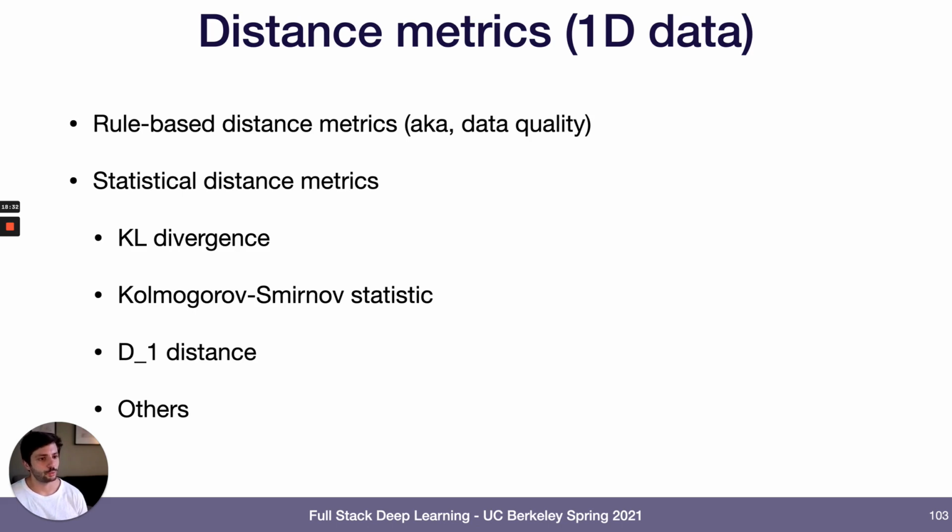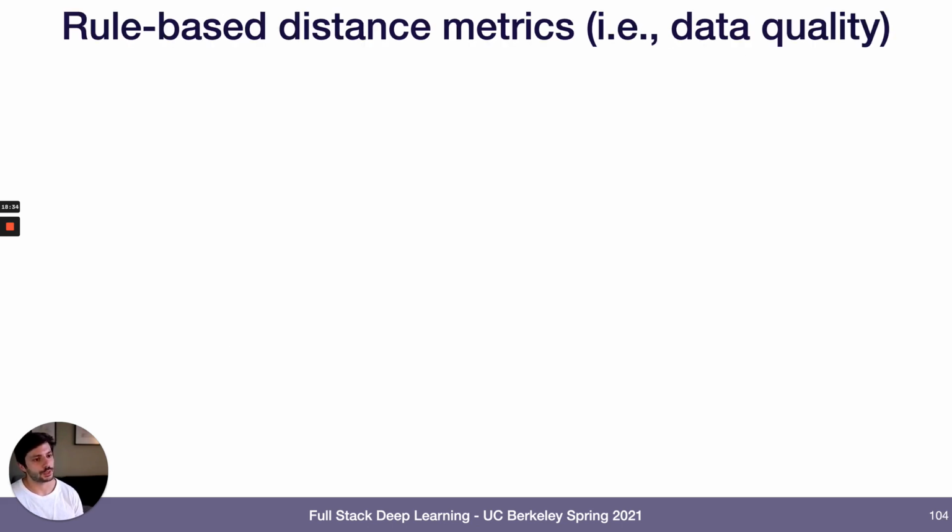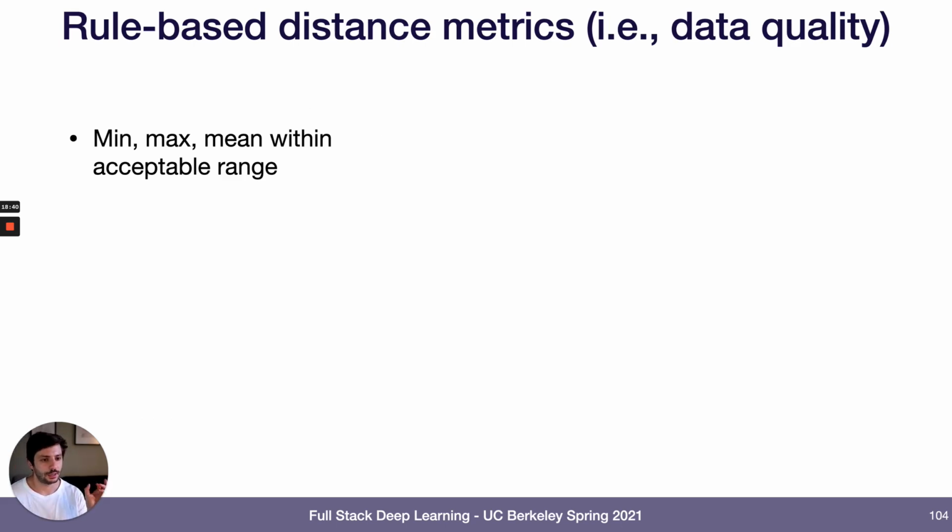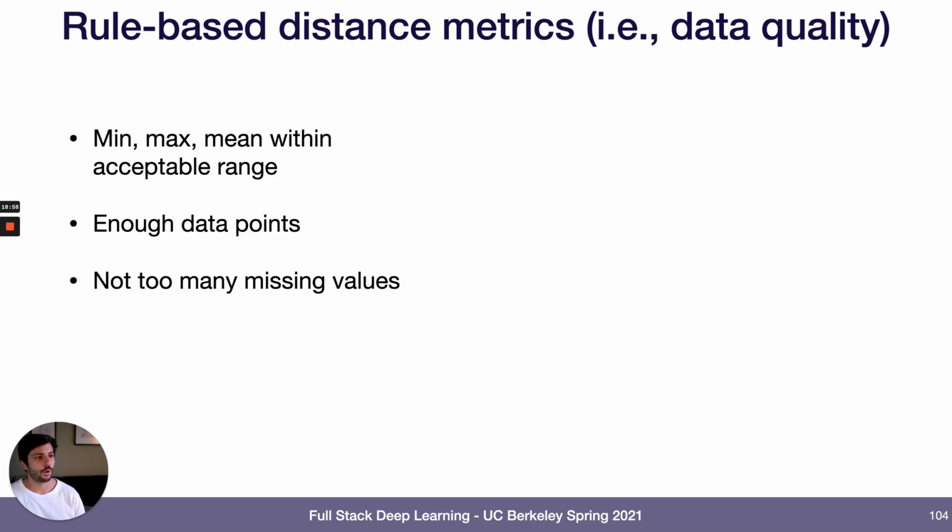So let's talk about rule-based distance metrics or data quality metrics. So the kinds of things that you'll measure here are, okay, for this window of data, is the minimum value and the maximum value and the mean value within some acceptable range that's determined by the reference window, maybe plus some allowable excess beyond that. You might also check, are there enough data points in this window? Or are there too many missing values in this window? Is there a bunch of NaN data in this window?